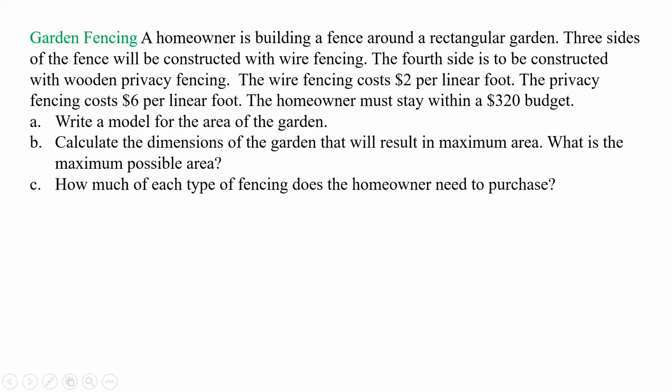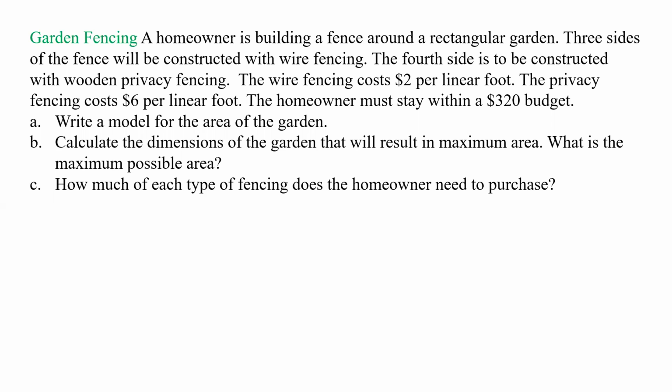All right, so here we're doing garden fencing. A homeowner is building a fence around a rectangular garden. Three sides of the fence will be constructed with wire. The fourth is to be constructed with a wooden privacy fencing. The wire costs $2 per linear foot. The privacy fencing costs $6 per linear foot. And the homeowner has to stay within a budget of $320.